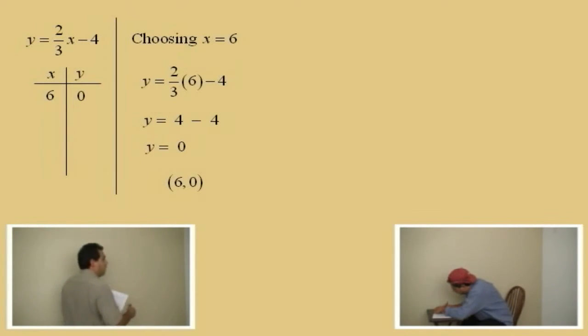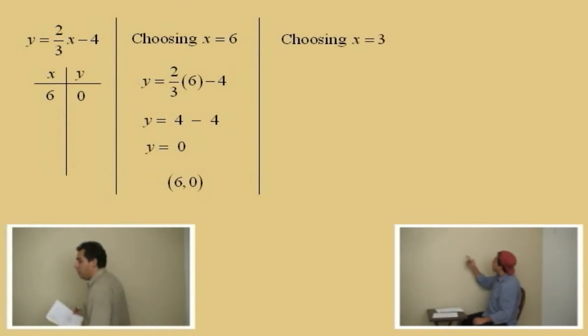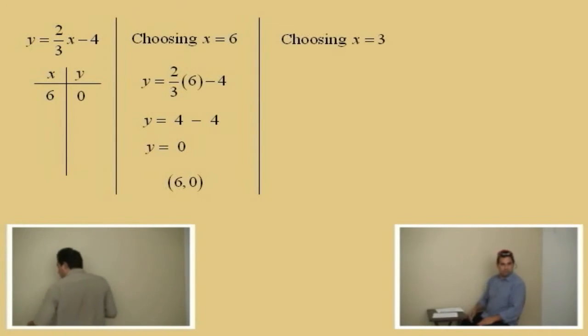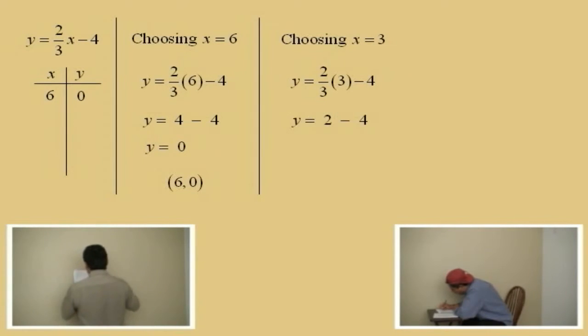Now, what's another good choice for x, Charlie? 3. Okay, 3 is a good choice because 3 will kung fu that fraction out of there. So we'll go ahead and list that. We'll do 3. And notice here, y equals 2/3 times 3, subtract 4. Now, Charlie, what's 2/3 times 3? 2, that's right, because the 3's cancel out.